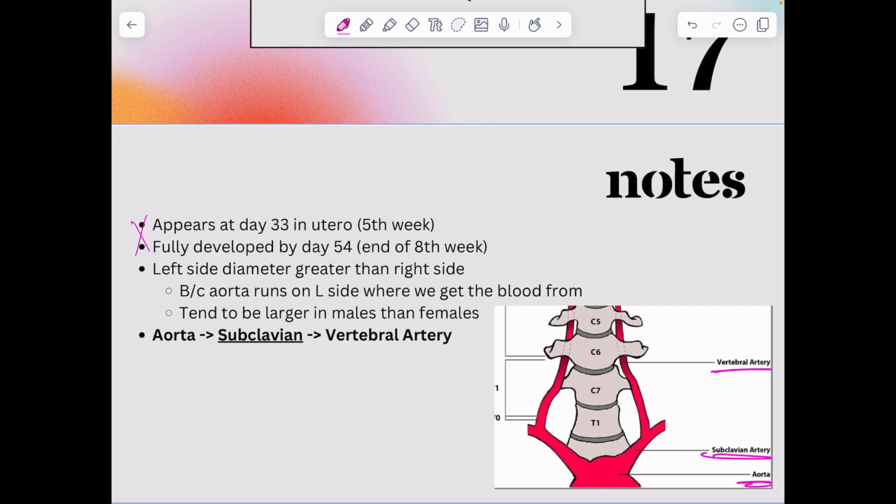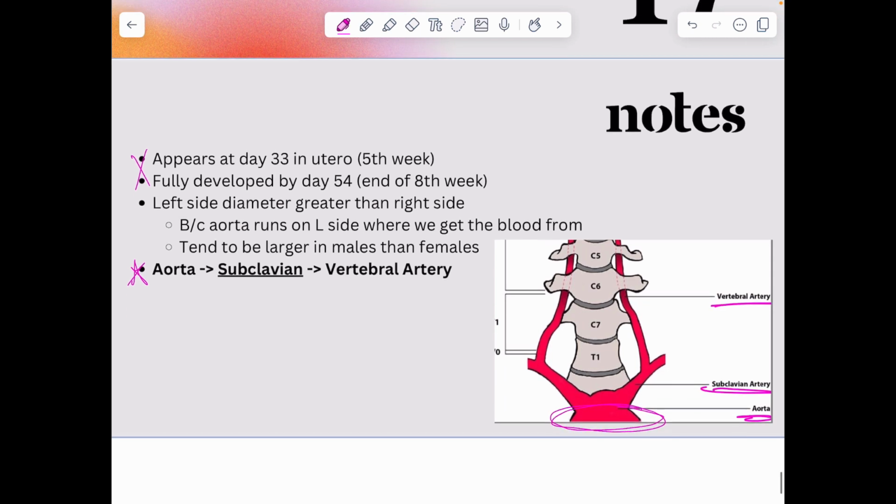But this right here is so important. As you can see in this picture, the aorta, which is right here, gives off the subclavian artery, which then runs to your clavicles, right around your clavicles, right? Then from there, the vertebral artery branches off and keeps going superiorly. So you need to know it goes aorta to subclavian artery to vertebral artery. She asked a question on that. That was on our exam, and I don't think I had studied it. So be sure you're not me.